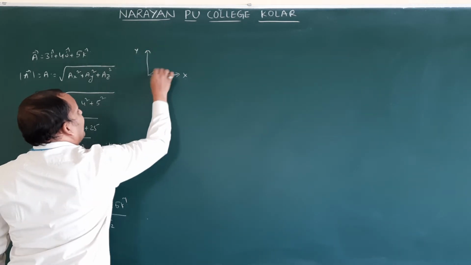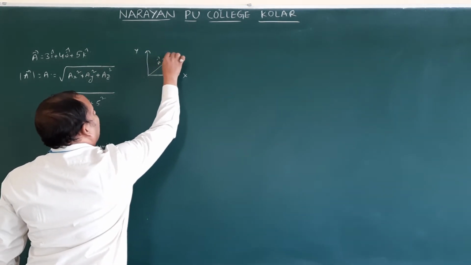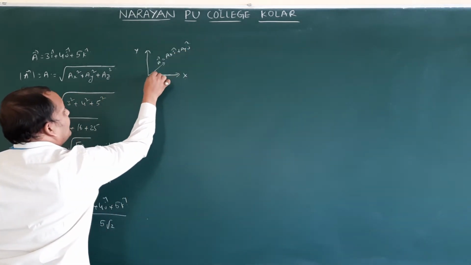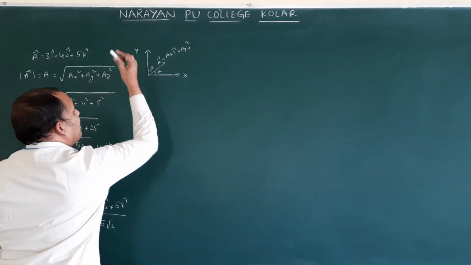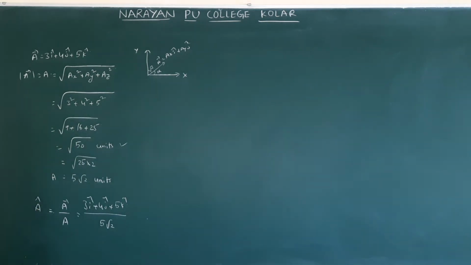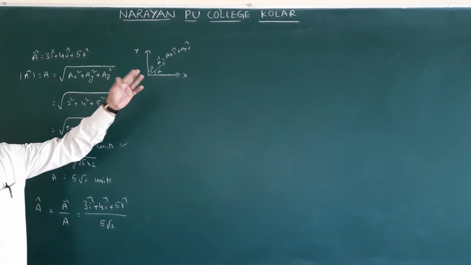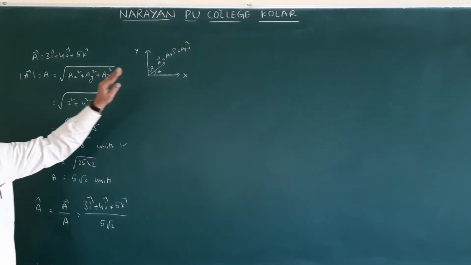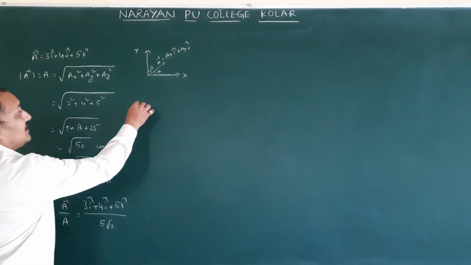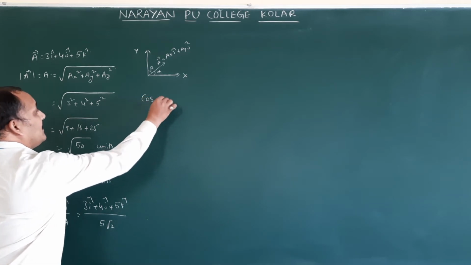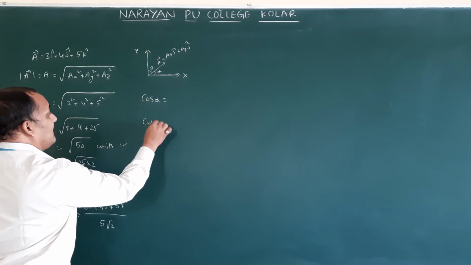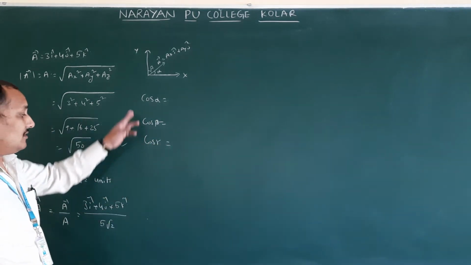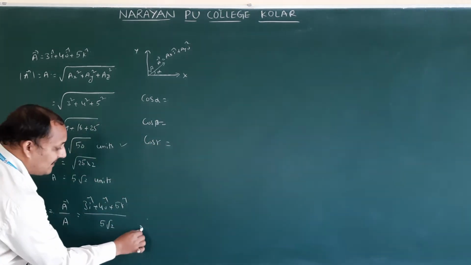This is x-axis, y-axis. This is a bar, ax i cap plus ay j cap. So this is making some angle alpha. This is making some angle beta. So like that with z-axis also this vector is going to make some angle if it is 3D. So this alpha, beta, gamma values are there. Yesterday we discussed cos alpha is equal to, what is the formula? Cos beta is equal to, cos gamma is equal to.